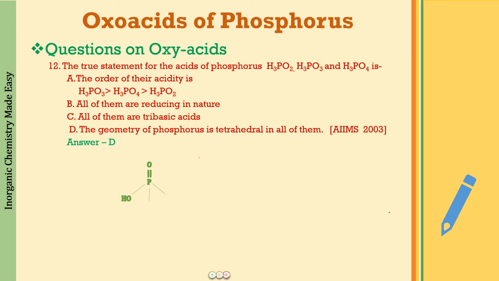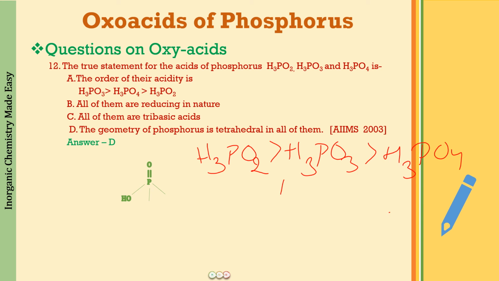All right, so in general, what we see in the oxo acids is, the more the number of oxygen atoms, the more the acidic strength of those compounds. But what you have to remember in case of phosphorus, first of all, let me tell you the order. It is H3PO2 greater than H3PO3 greater than H3PO4. This is the order for the acidic strength of these compounds.